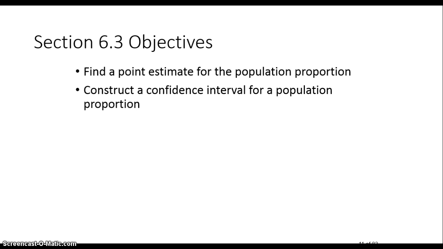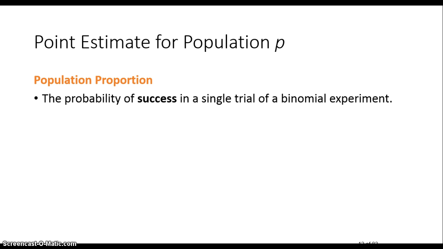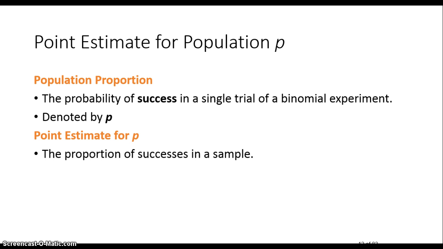So a population proportion is the probability of success in a binomial experiment. In other words, basically the reality is what is the likelihood that something actually happens? And we denote the population proportion by the letter P, not to be confused with p-value. So this is actually a bolded P. And basically, the point estimate for a population proportion is just a sample proportion.